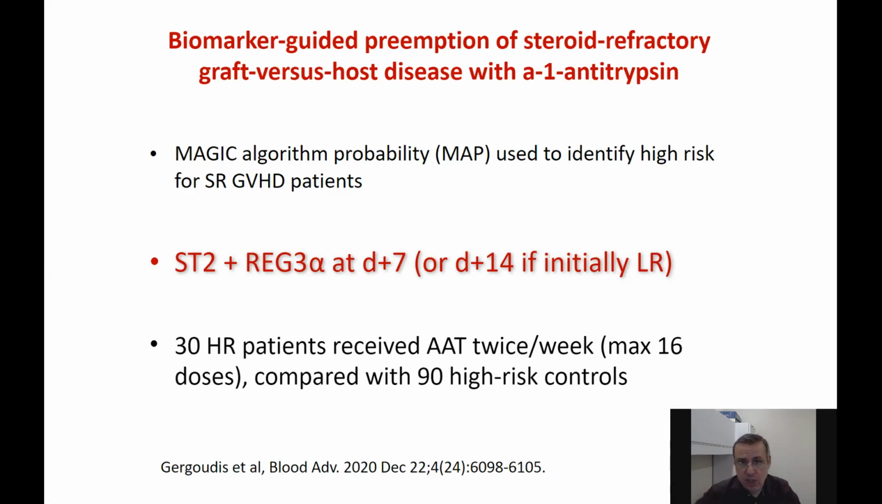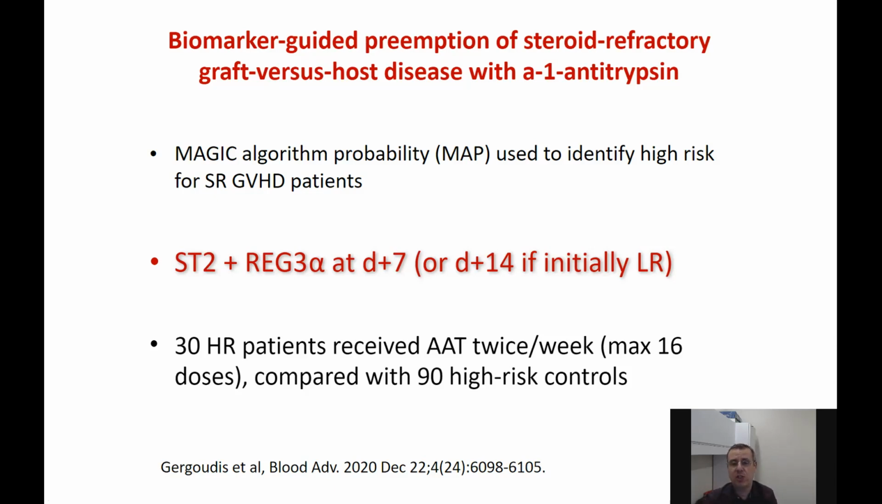Now, the ability to predict using these Ann Arbor groups is important, as it can be used to identify high-risk patients in clinical trials such as this one. So this was a biomarker-guided preemptive assessment of steroid refractory graft-versus-host disease patients that were treated with alpha-1 antitrypsin in previous stage 1 to clinical trials. These patients demonstrated a response to alpha-1 antitrypsin.